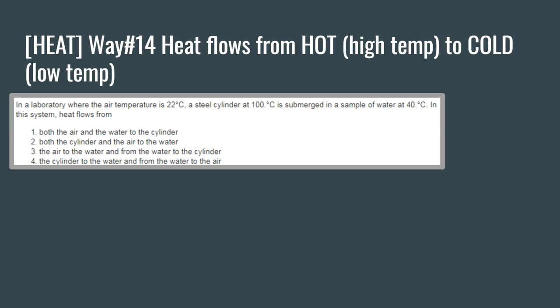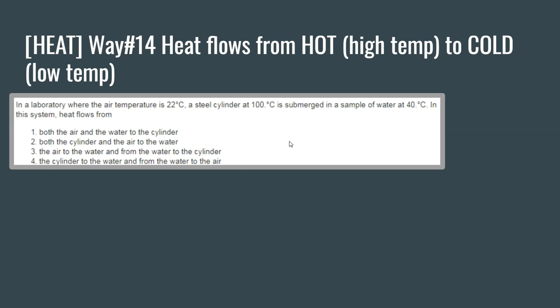Okay, we see that the steel cylinder, which is at 100 degrees, is submerged in water at 40 degrees. So the direction of heat flow will be from the cylinder to the water. Now, what is the water making contact with? The water is making contact with air at 22 degrees Celsius, and currently the water is hotter than air. So what's the direction of heat flow between the water and air? Water's heat is flowing from the water to the air.